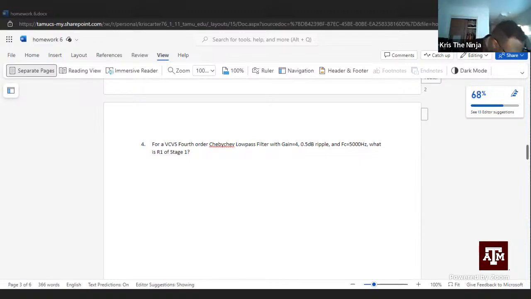Okay, half a dB of ripple on a fourth order. Please be on the next page. Please be on the next page. Please be on this page. I don't think it's on this next page. It was not on the next page. Okay, let's see.